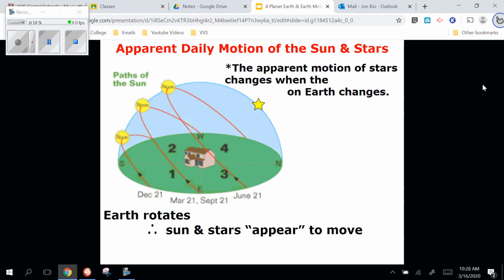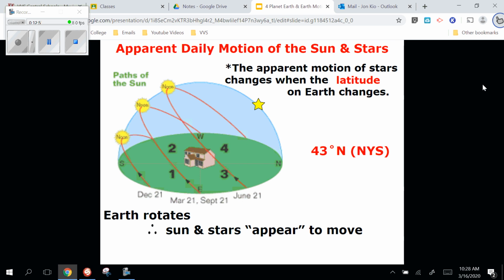All right, so this is our motion, the motion of our sun and stars. Remember, the sun is a star, okay? It's just we're so close to it, it's so bright, that's why we have daytime with it. The other stars, they're not that bright because they're far away. The apparent motion of the stars changes when the latitude on Earth changes.